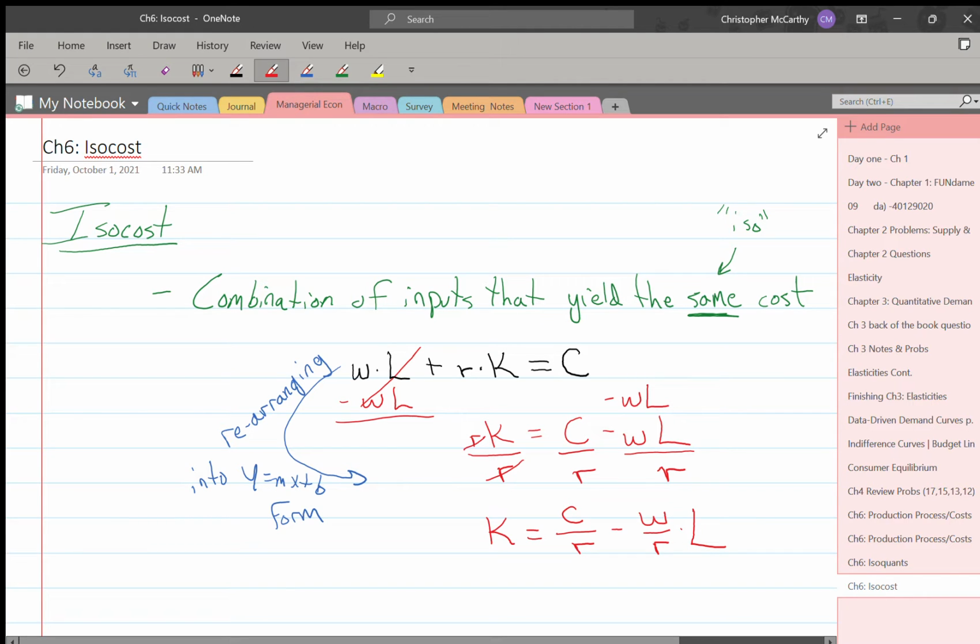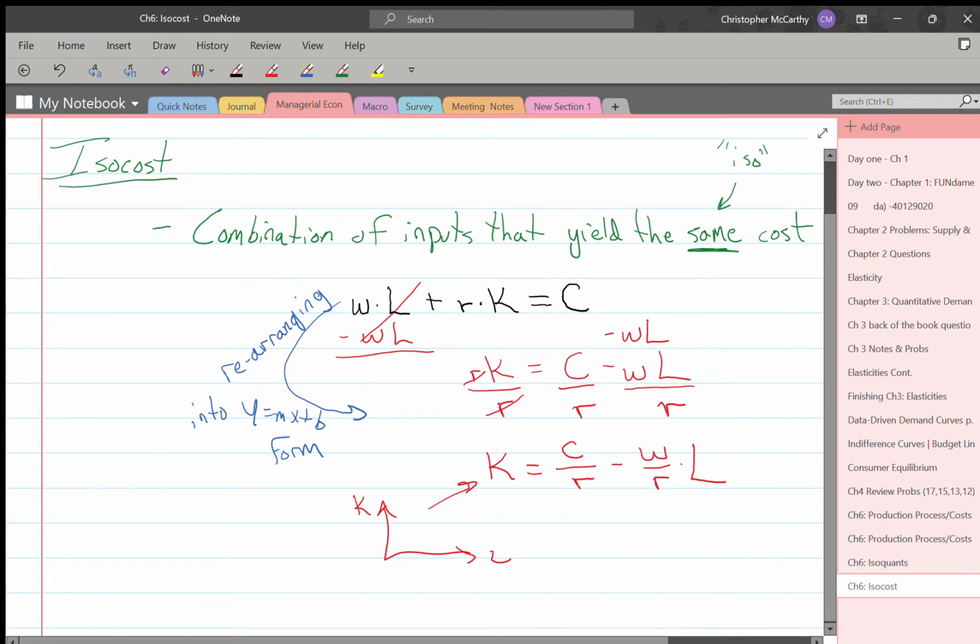Why did I put it in this slope-intercept form with K on the left as my Y instead of L on the left as my Y? Because K is on the Y-axis. Very good, absolutely, because when we draw the graphs, K is on the Y-axis. So that's why we're putting it into slope-intercept form with K as the Y.